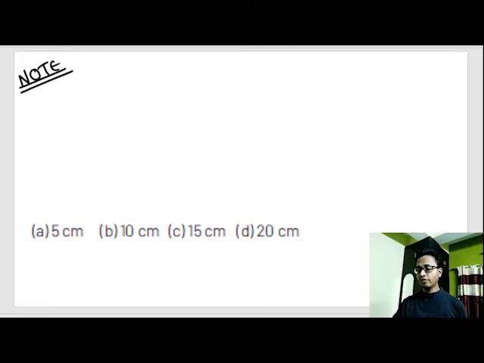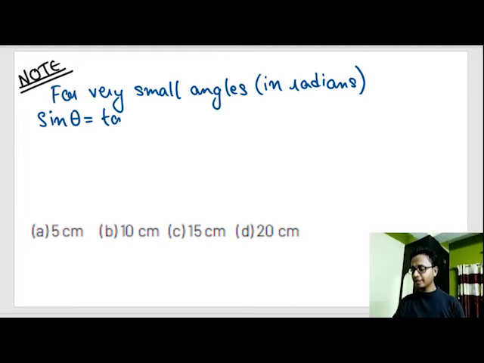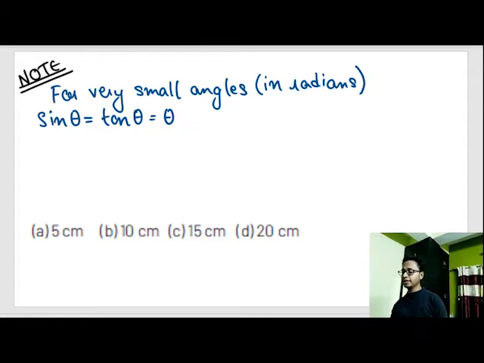For very small angles in radians, that means you are measuring the angles in radians, not degrees. There is a formula that sine of any small angle is equal to tan theta is equal to theta, and this theta is in radians.